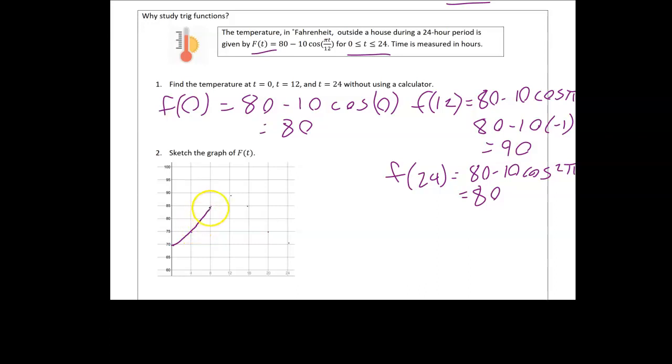So what I get is this nice little wave, right? And that makes sense because we're talking about temperature. We all know it gets hotter as the day goes on, and then at sunset it starts to cool off. So that's my graph f of t.